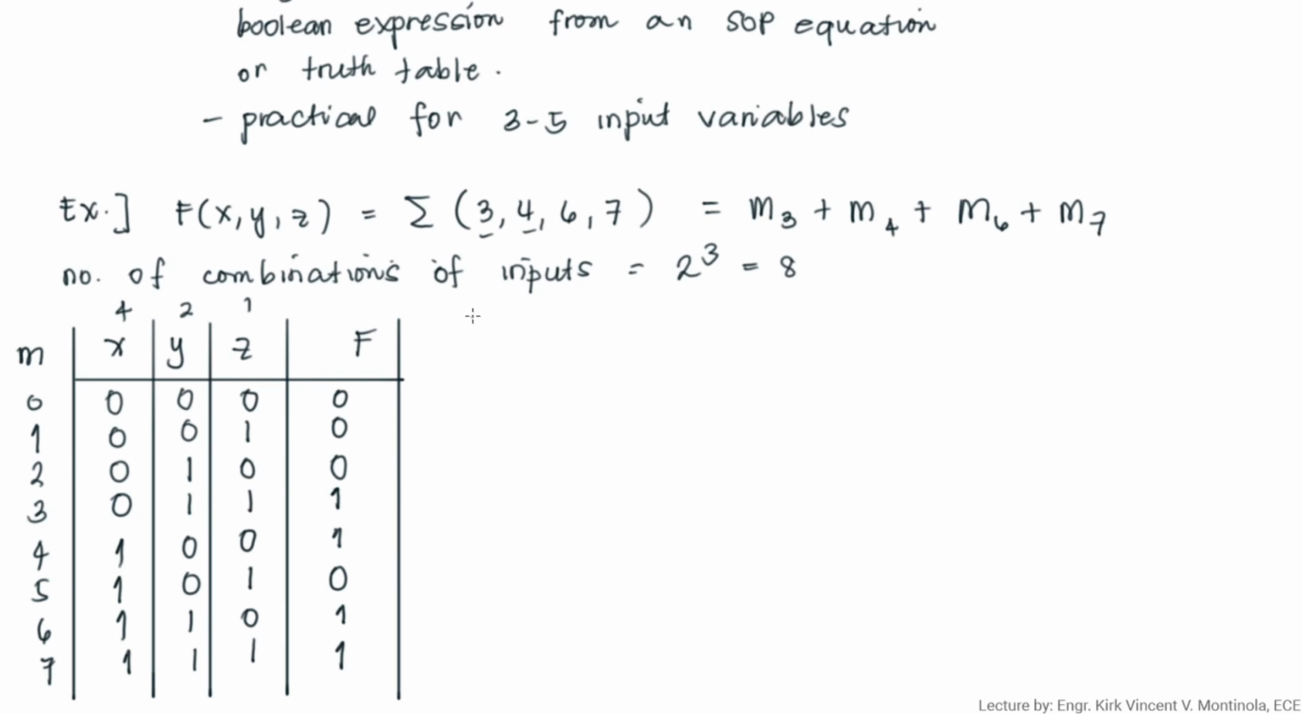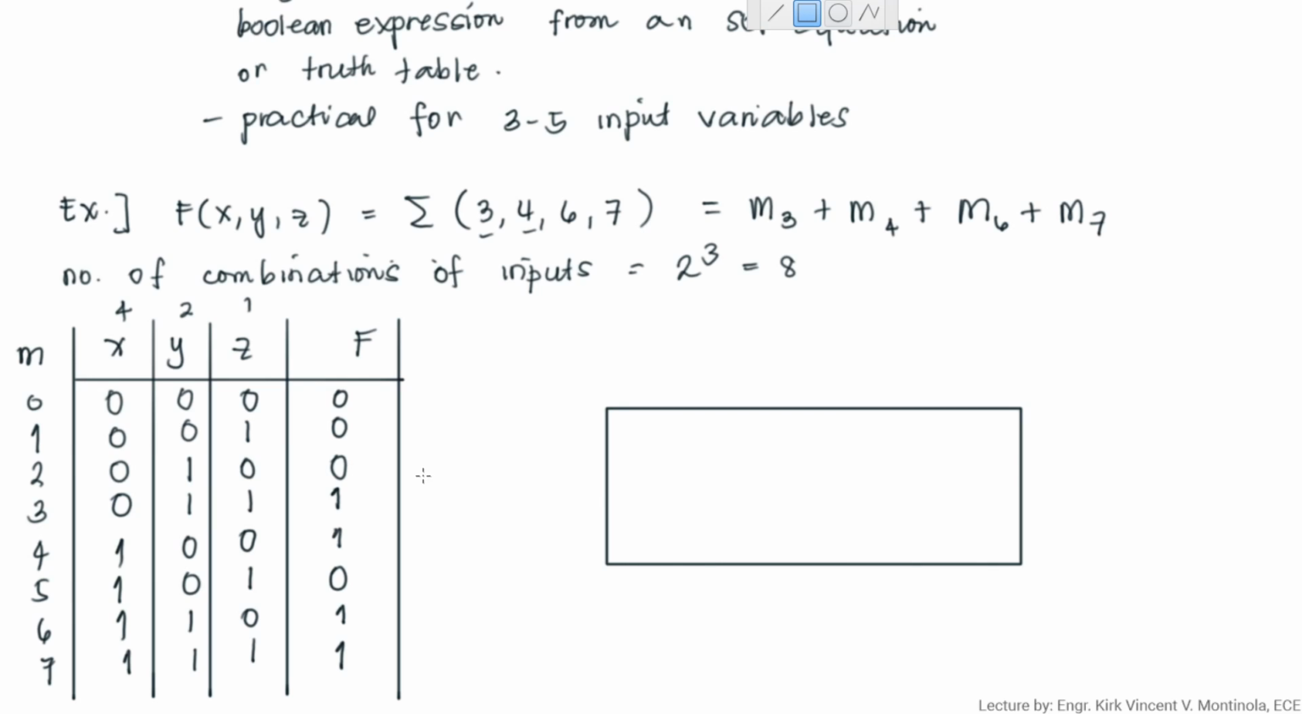So that is okay. Now, in constructing your Karnaugh map, you should be able to sort out which pair of input variables we'll be adding on our Karnaugh map. In constructing a Karnaugh map, class, you need to draw a rectangle. Since we have a total of 8 combinations, you should also have 8 boxes. So I will be dividing this one into 2, and then I'll be getting 8 boxes.